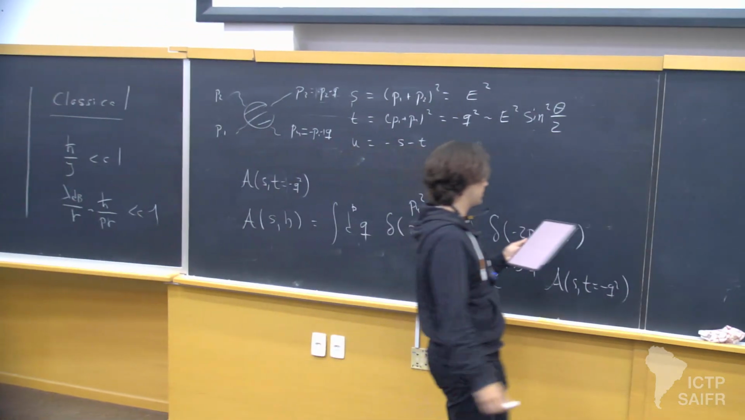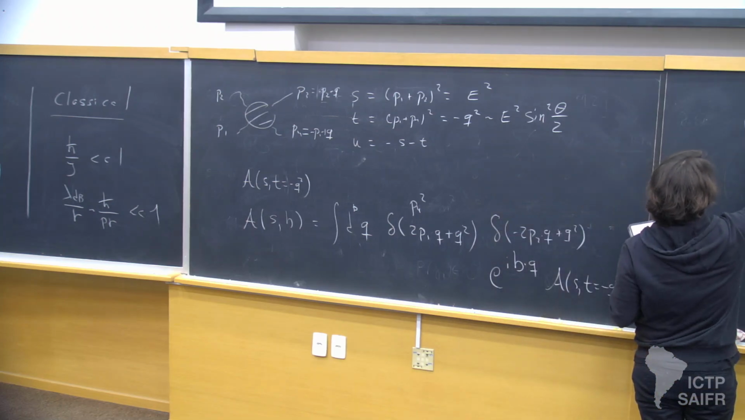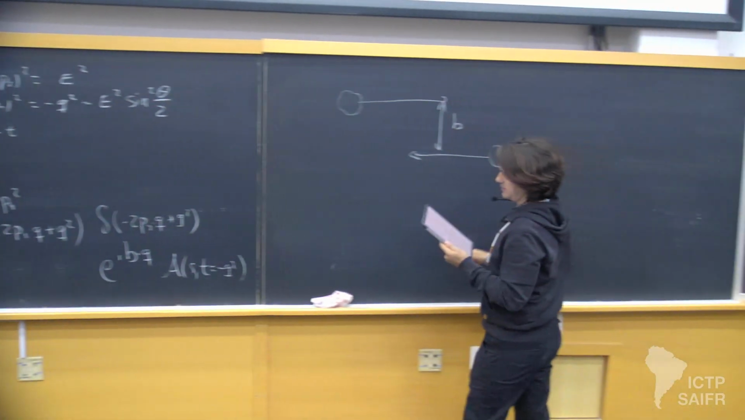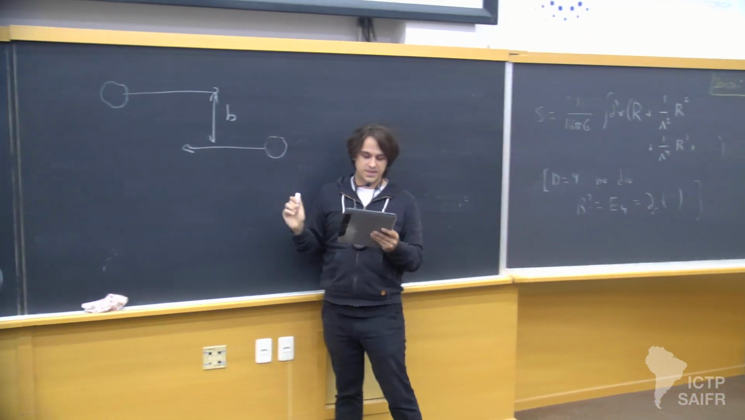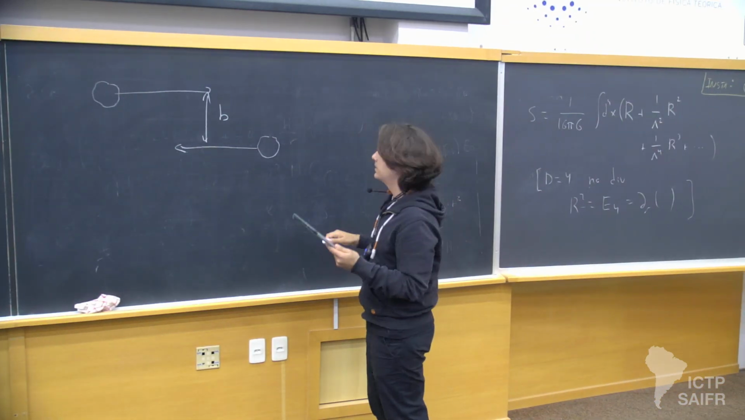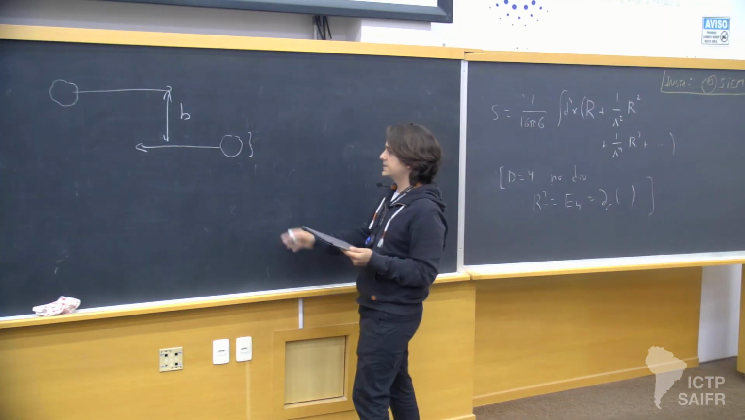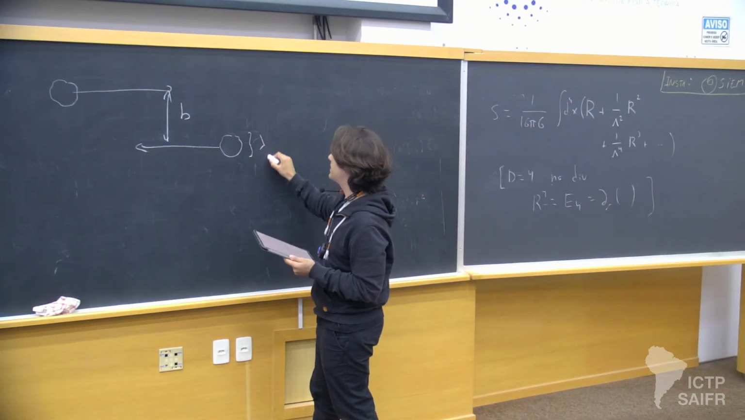Okay, and what is the picture here? The picture is that I have two objects that I'm scattering, and they will scatter with some impact parameter B and with some fixed center of mass energy. And also a relevant scale will be the quantum size of this object, which is the Compton or the de Broglie wavelength that I mentioned before.